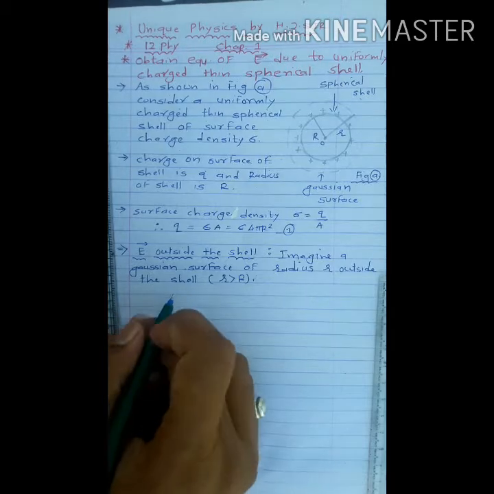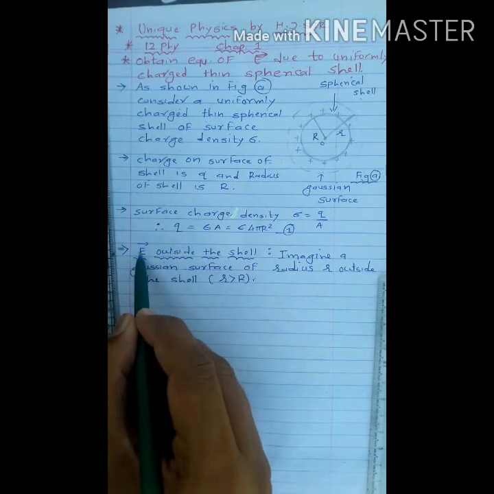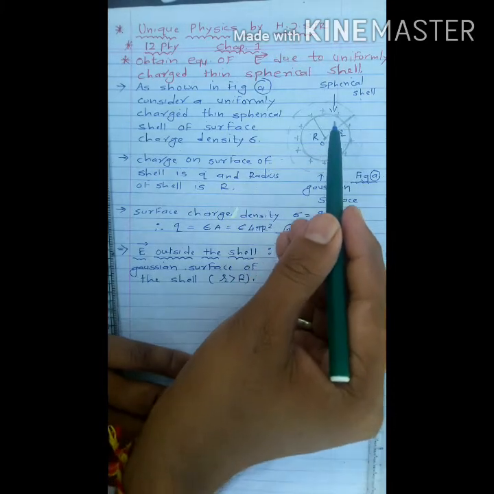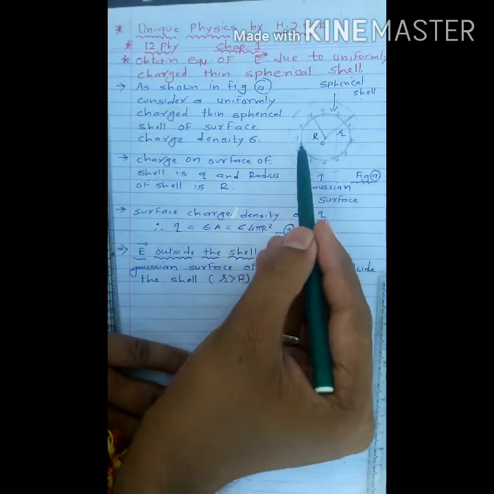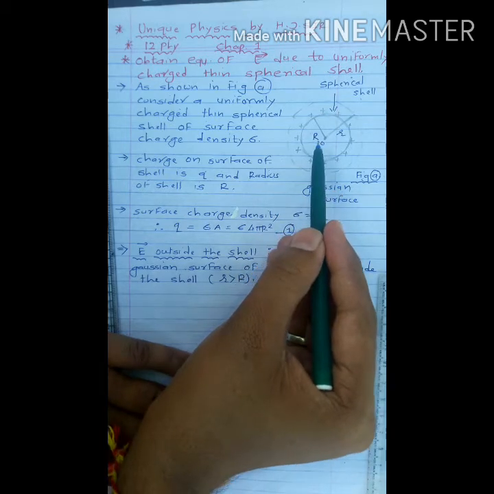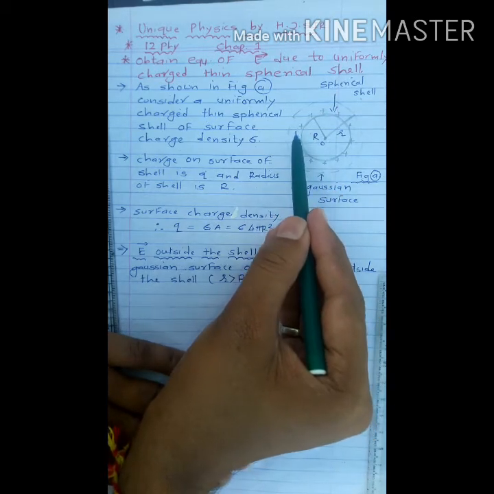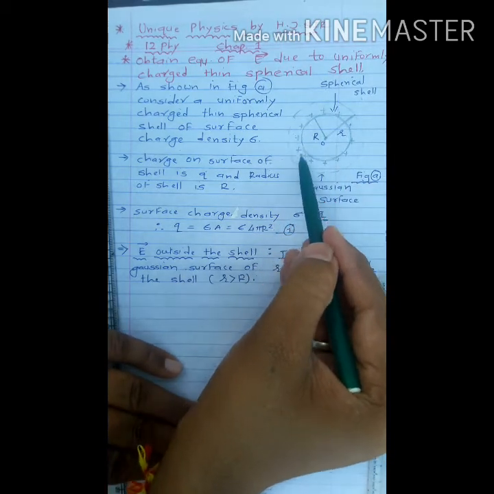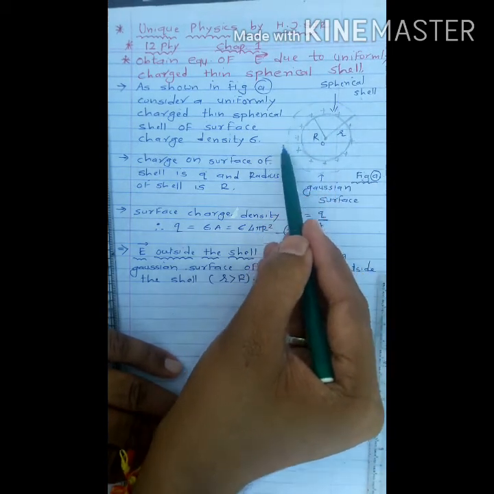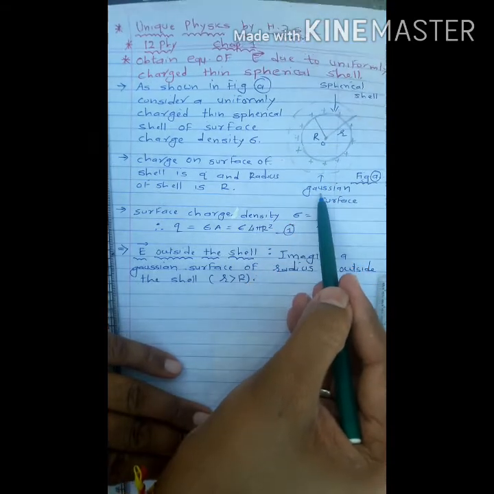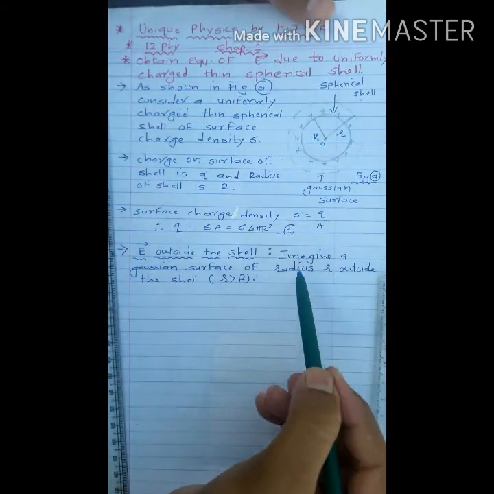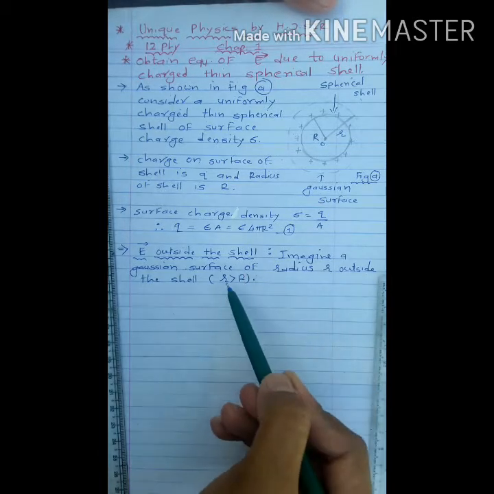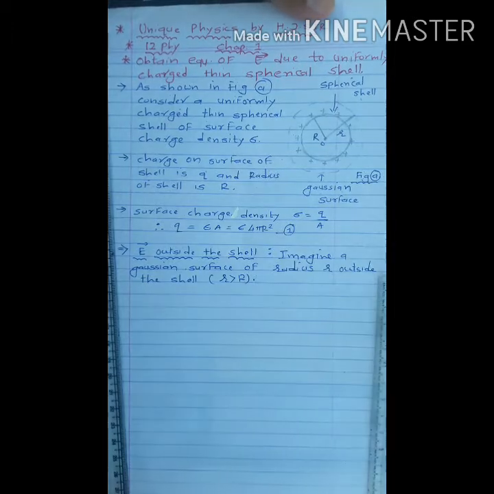Now first of all we find the electric field vector E outside the shell. So this is our spherical shell. The radius of this spherical shell is capital R. We want the electric field outside the spherical shell. So here we imagine a Gaussian surface. This dotted circle represents the Gaussian surface, and the radius of the Gaussian surface is small r, and here small r is greater than capital R.